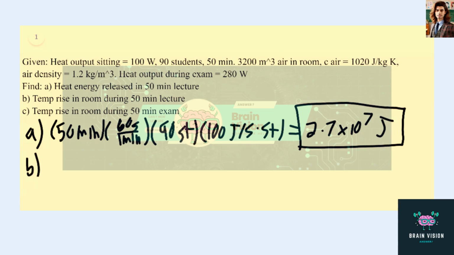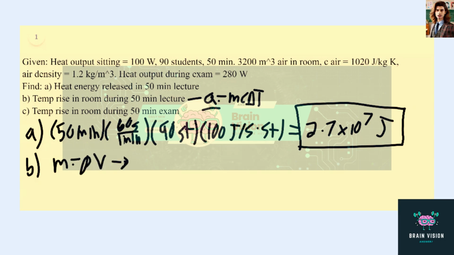So now we move on to part B, which is temperature rise in the room during the 50-minute lecture. So temperature rise should have you thinking Q equals MC delta T. We just found our Q, we need our mass, we have C, and we're solving for delta T. To solve for mass, we're not given it straight out in the equation, but we are given density and volume. So you can solve for that with M equals rho V.